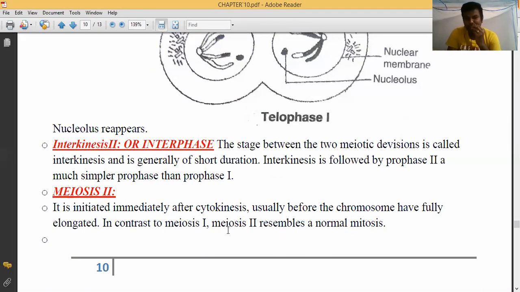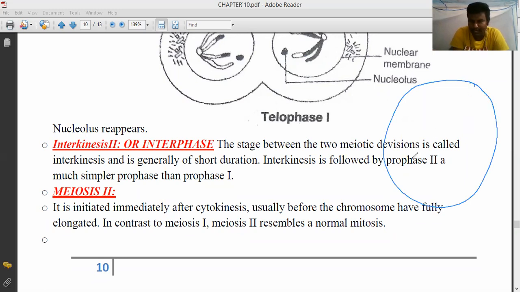Meiosis II divisions start with interphase 2. These two cells undergo a resting period. During the resting period, the material inside the cell gets ready to perform meiosis II divisions. It is initiated immediately after cytokinesis 1, usually before the chromosomes have fully elongated. After some time, the chromosomes elongate and start homologous pairing, but before that, meiosis II division has started.